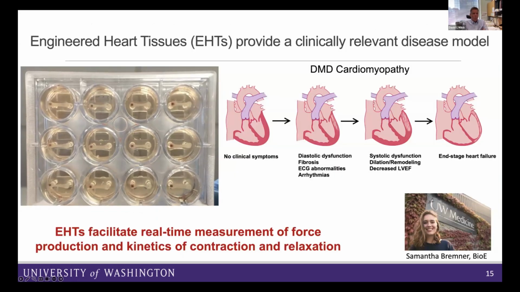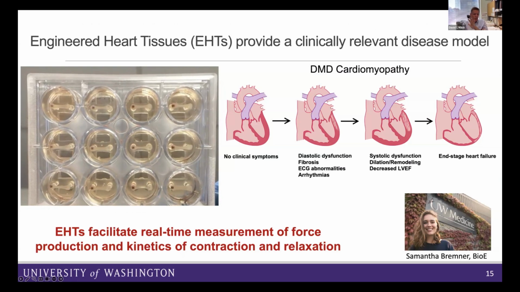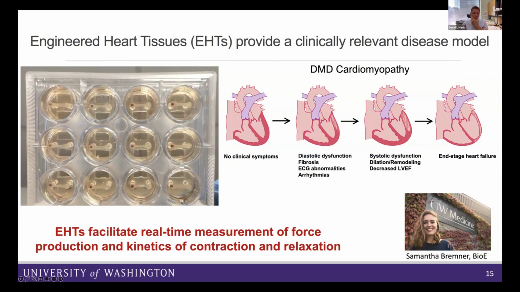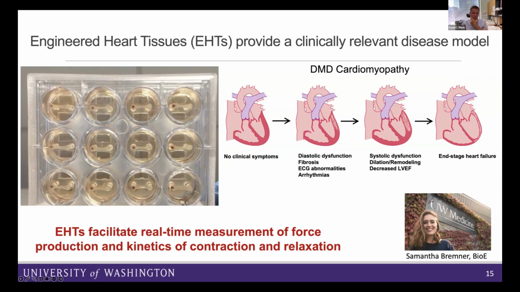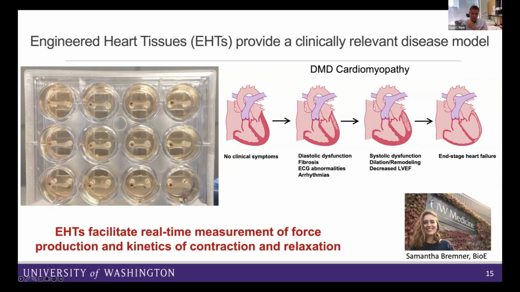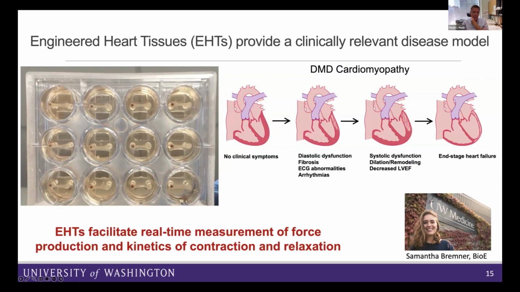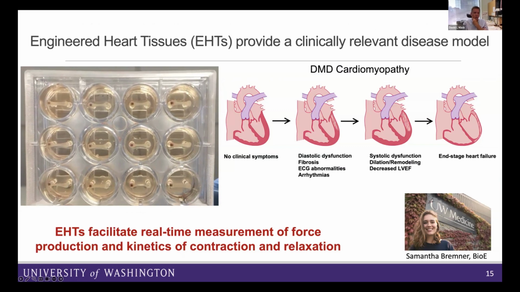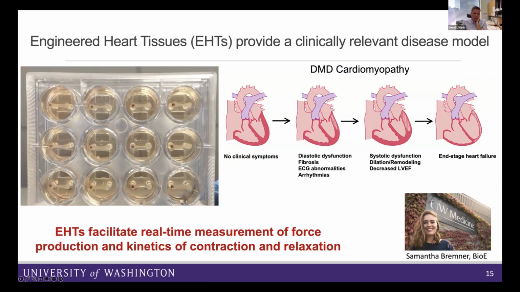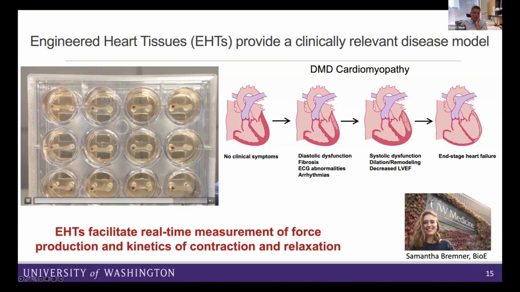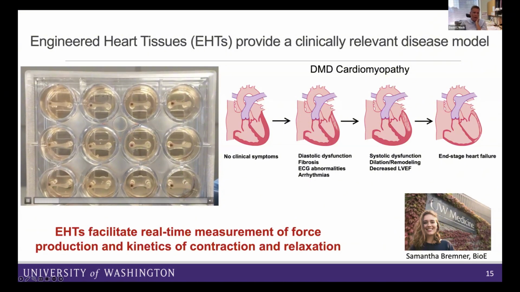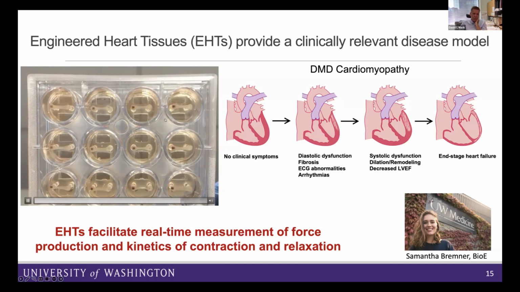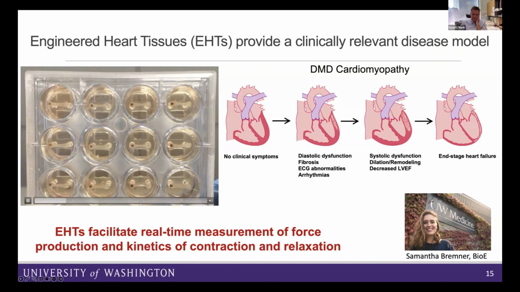So even though I've just shown you that we can recapitulate multiple aspects of the disease phenotype in 2D, we thought it was really important to try to model the cardiomyopathy in 3D, and I'll show you why in a minute. A very talented bioengineering graduate student in the lab, Samantha Bremner, took on the project to create these so-called engineered heart tissues. What you're looking at on the left are iPS-derived cardiomyocytes in an engineered heart tissue, and hopefully you can see them contracting between these two posts. I'll explain more about that in a minute.